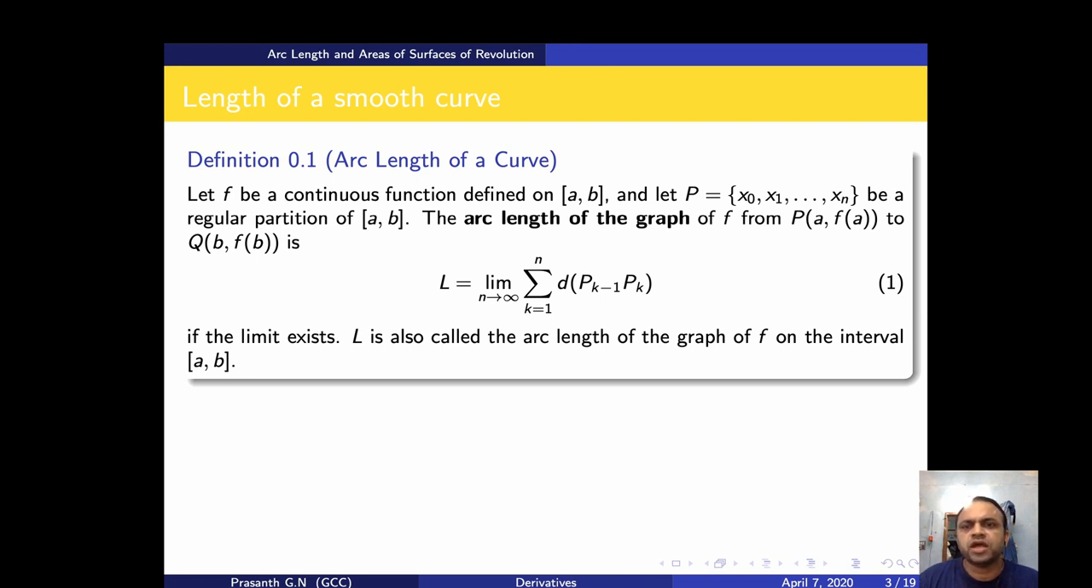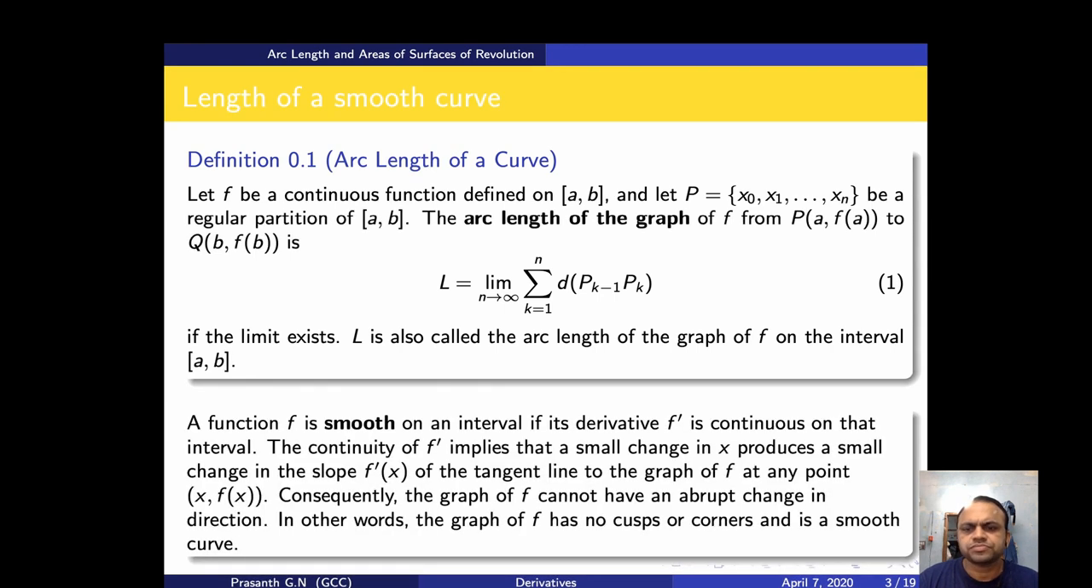Let f be a continuous function defined on a closed interval AB, and let P equal to x0, x1, etc., xn be a regular partition of the closed interval AB. The arc length of the graph of f from P(a, f(a)) to Q(b, f(b)) is the limit as n tends to infinity of the sum from k equal to 1 to n of d(Pk-1, Pk), provided the limit exists. L is also called the arc length of the graph of f on the closed interval AB.